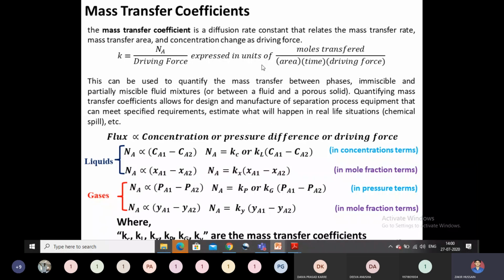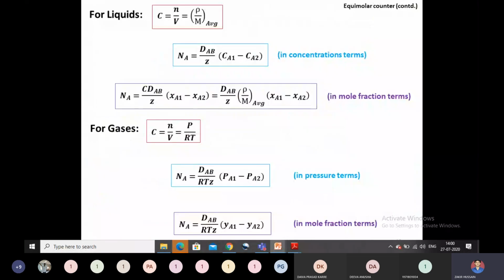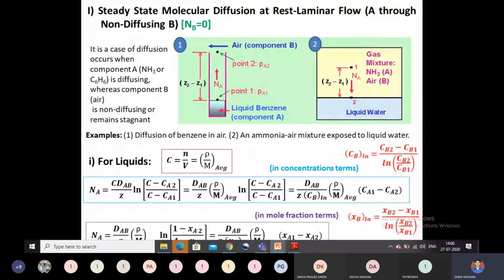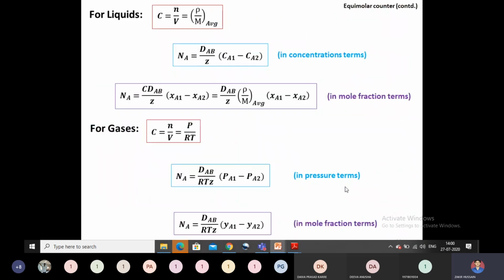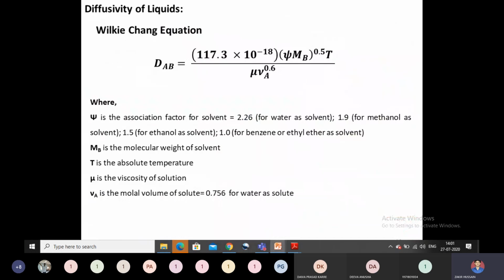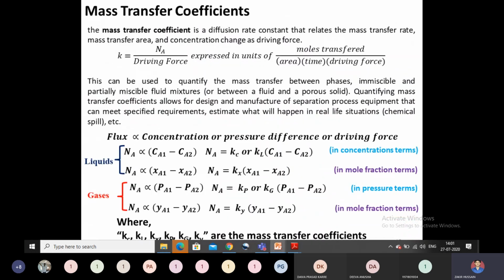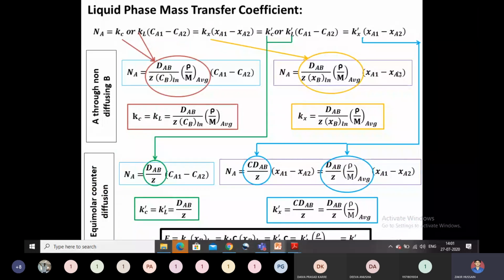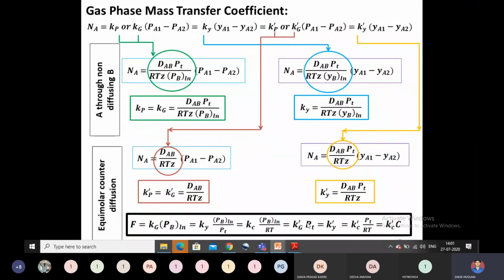Then mass transfer coefficients. If you understand these four derivations, you can understand what a mass transfer coefficient is. Mass transfer coefficient is expressed as flux being directly proportional to concentration difference. Whatever the variables are there, clubbing all these variables into one quantity is called the mass transfer coefficient. For the two cases, A through non-diffusing B and equimolar counter diffusion, many equations are there. All these rounded-up terms are the mass transfer coefficients. You can verify; these are the conversion formulas.